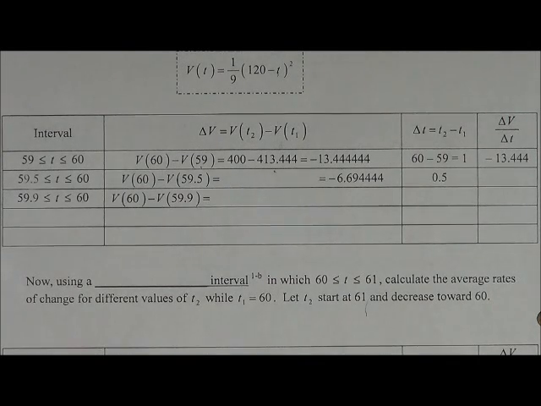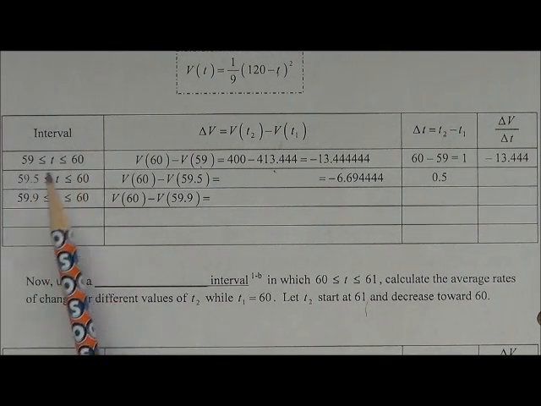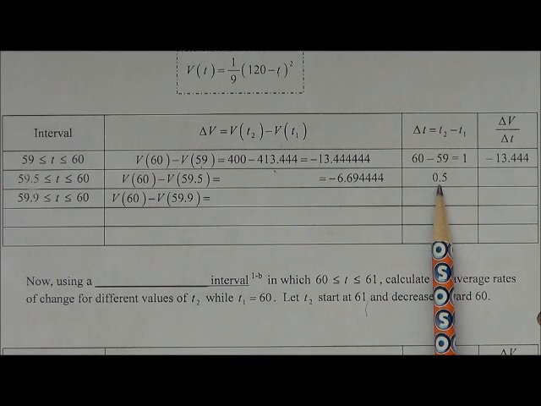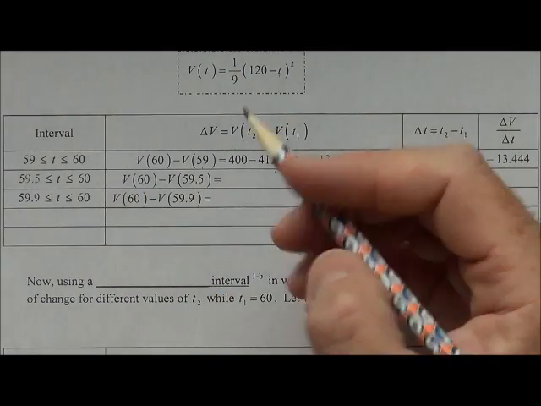Okay, so now if we then bring that value of T1 from 59 to 59.5, we'll bring it a little bit closer to 60, thus making that interval shorter. The time interval is now 0.5 seconds. And V of 60 again is still 400.